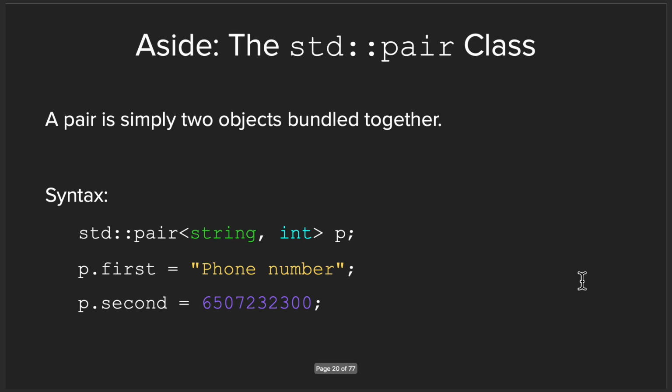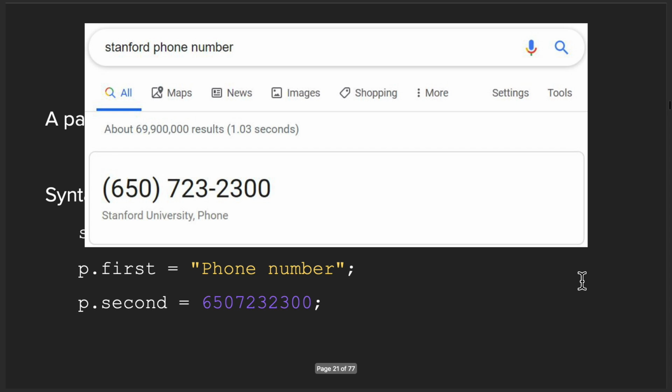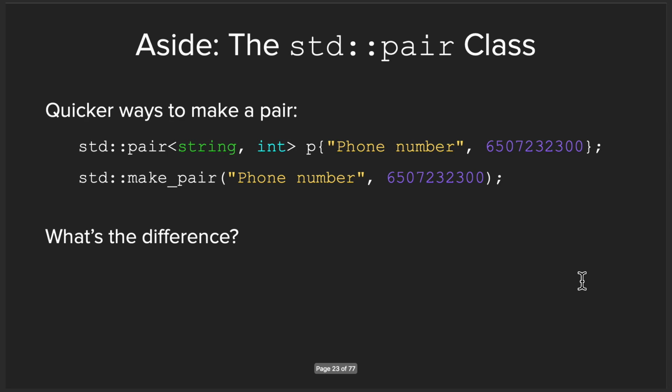Turns out, when making this example, I searched up, what is Stanford's phone number? And there's actually a phone number for Stanford. I have no idea what that means, but if you ever happen to call that, I'd be very curious to know what it leads to. Is it Leland Stanford? Is it the president? Who knows?